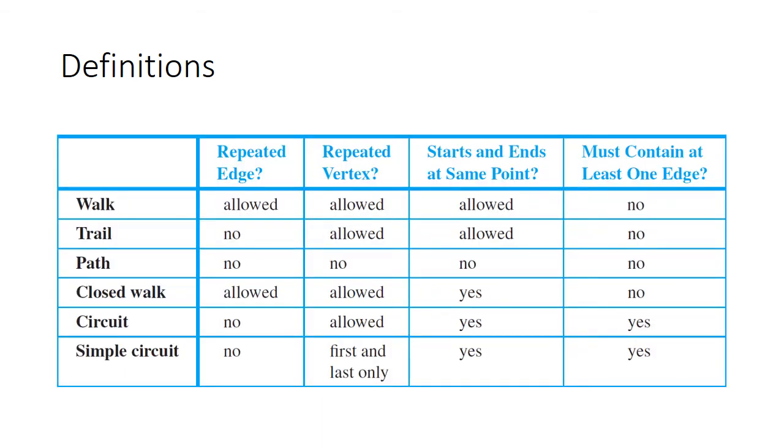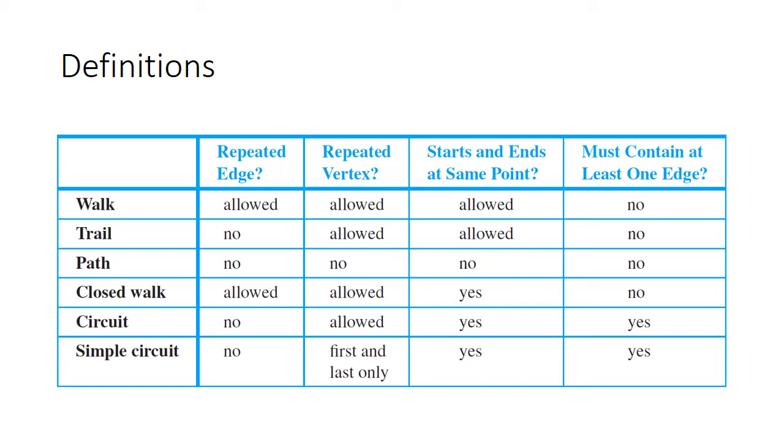Okay, so here is a little table that organizes what all of these different things are. So you see with a walk, you're allowed to do anything you want. You can repeat an edge, you can repeat a vertex, you can start and end at the same point if you want, and you don't even have to include one edge. You can just stand still and still be a walk. A trail is no repeated edges, but you can do anything else. A path is no repeated anything, and it does not start and end at the same point. And it does not have to include at least one edge.